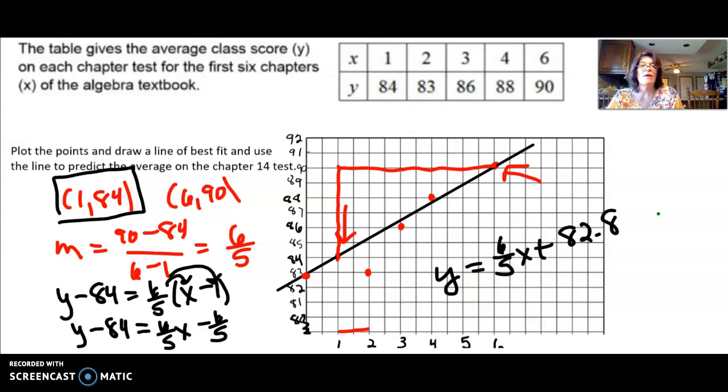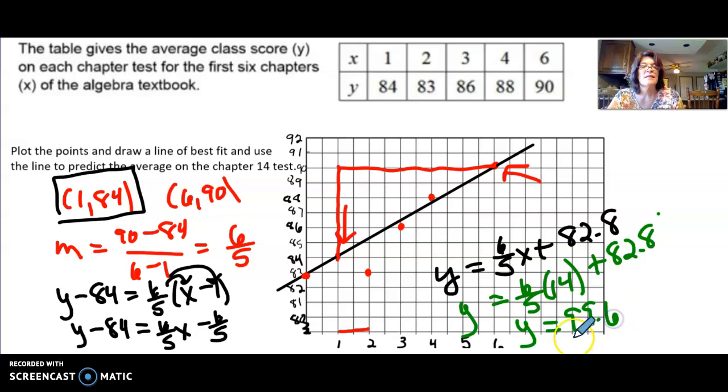All right. So that's how I'm going to try to judge what I think my class is going to get on the 14th exam. Okay, I'm going to take 6/5 times 14 on my calculator. Oops, not negative. 6/5 times 14 plus 82.8. And I got 99.6. y equals 99.6. So I think my class on the 14th exam, the average is going to be 99.6%. Practically, the average is going to be 100%.